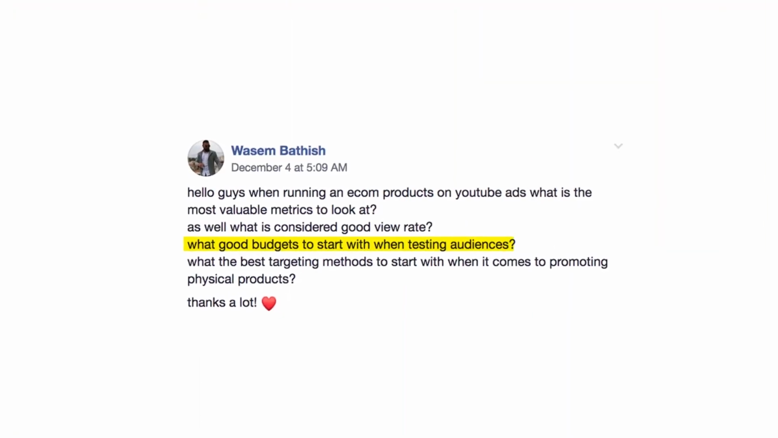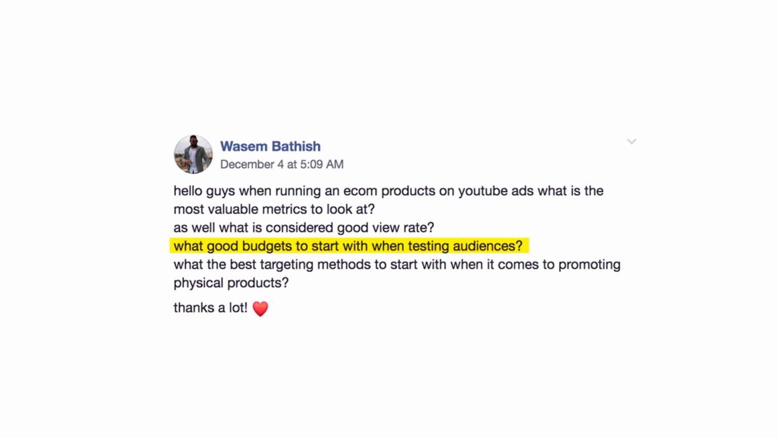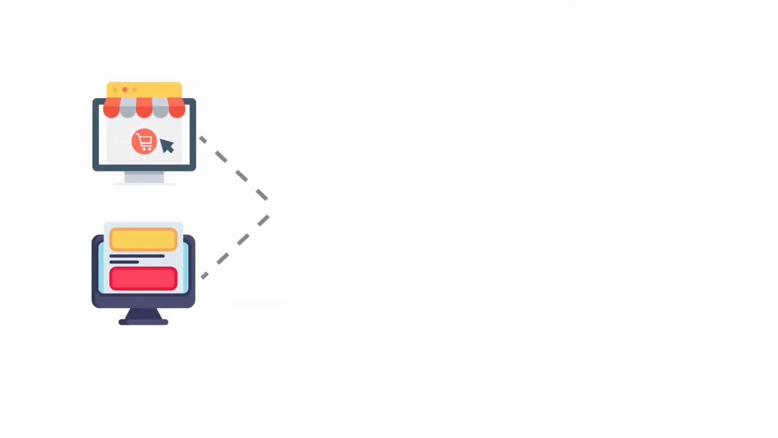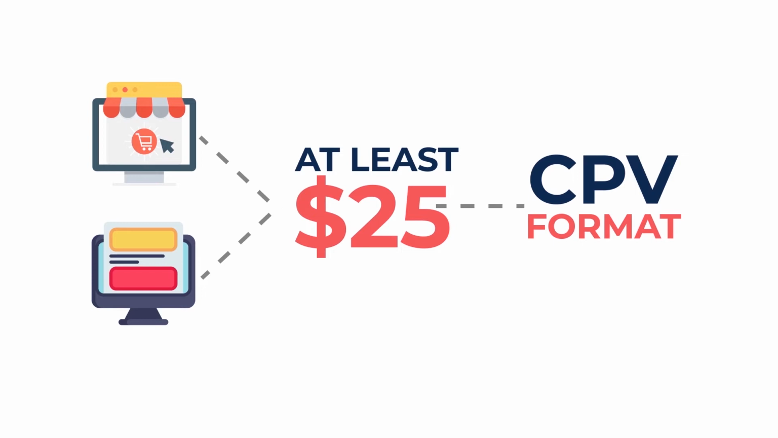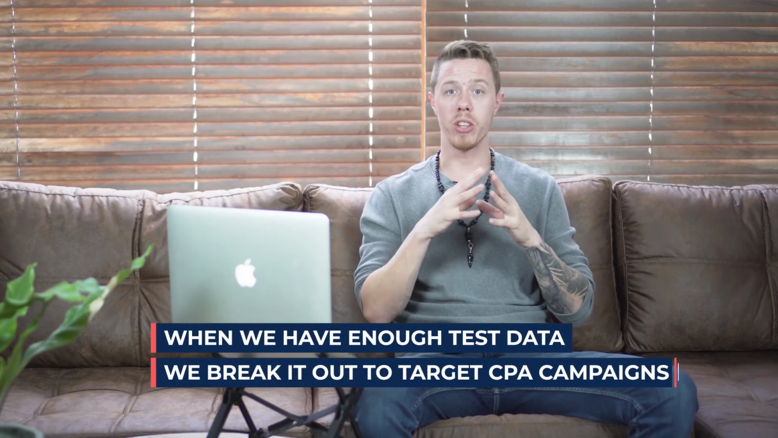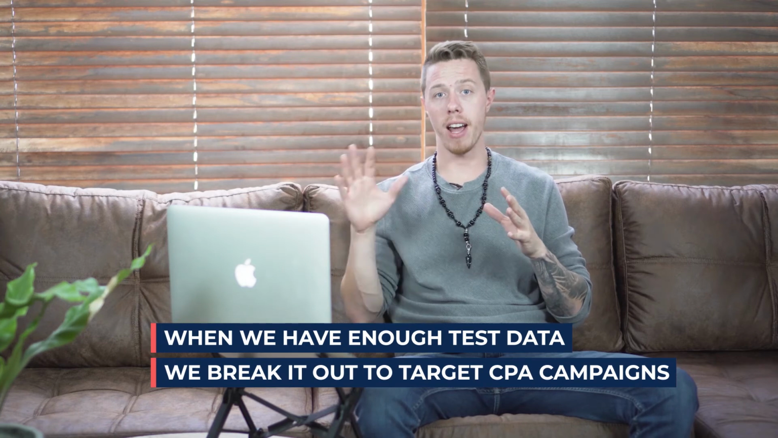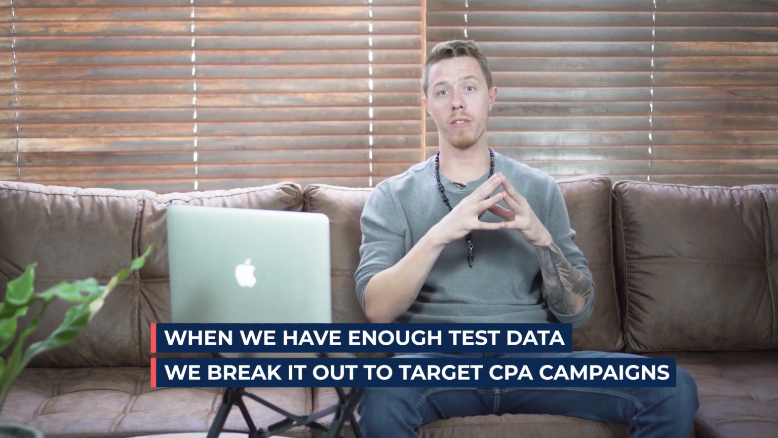And the third part that Wassem asked is, how do you structure the budgets? Whether it's e-commerce products or info products, we'd always recommend starting a budget off at least $25 per day, and that's using the CPV format. That allows us to get some good test data in. Once we get enough test data in, we'd break those out as tCPA campaigns at 5x the target conversion cost. So say we're trying to get leads for $10, we'd set that budget at $50.